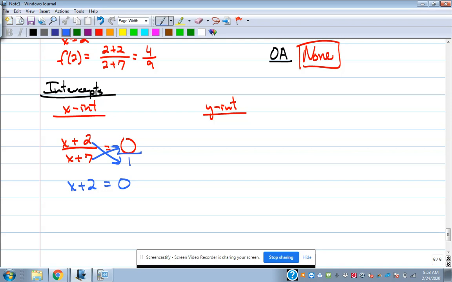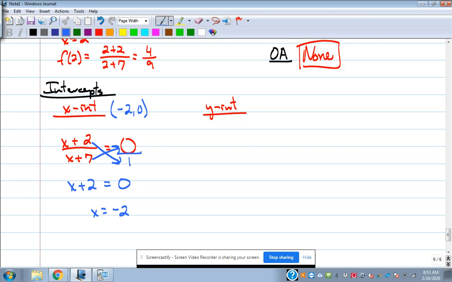So to find x-intercepts, we're going to set what equal to 0? Technically the numerator. What you're always going to end up with is the numerator set equal to 0. And then x equals -2. So we got an x-intercept at (-2, 0).